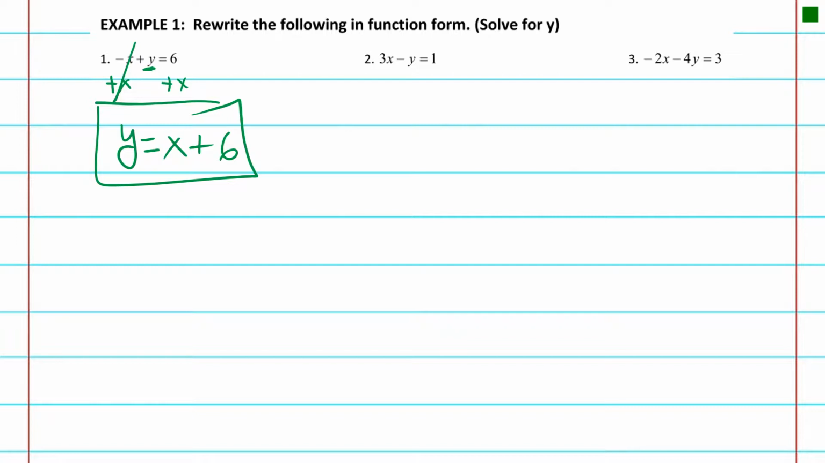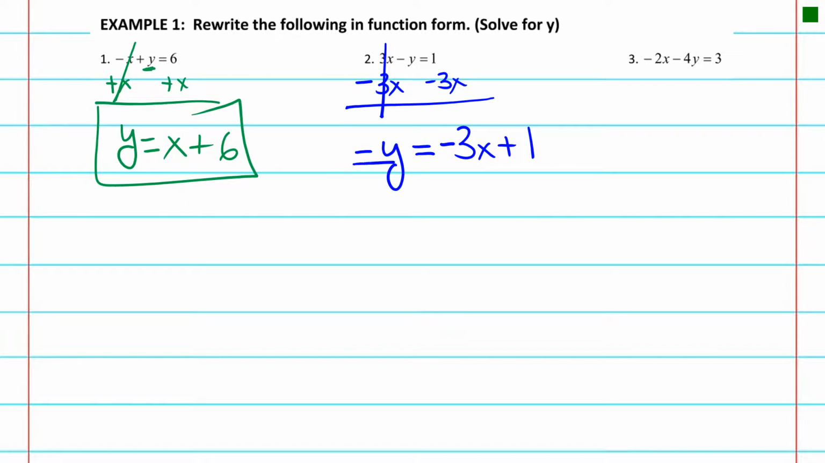All right, let's look at number 2. Go ahead and copy this down. 3x minus y equals 1. I want to solve for y. So what I want to do is get rid of the 3x, so I subtract 3x from both sides. Now the 3x's cancel out, but be very, very careful. That's not just a y, that's a negative y, and that equals negative 3x, and the 1 is positive, so I put plus 1.